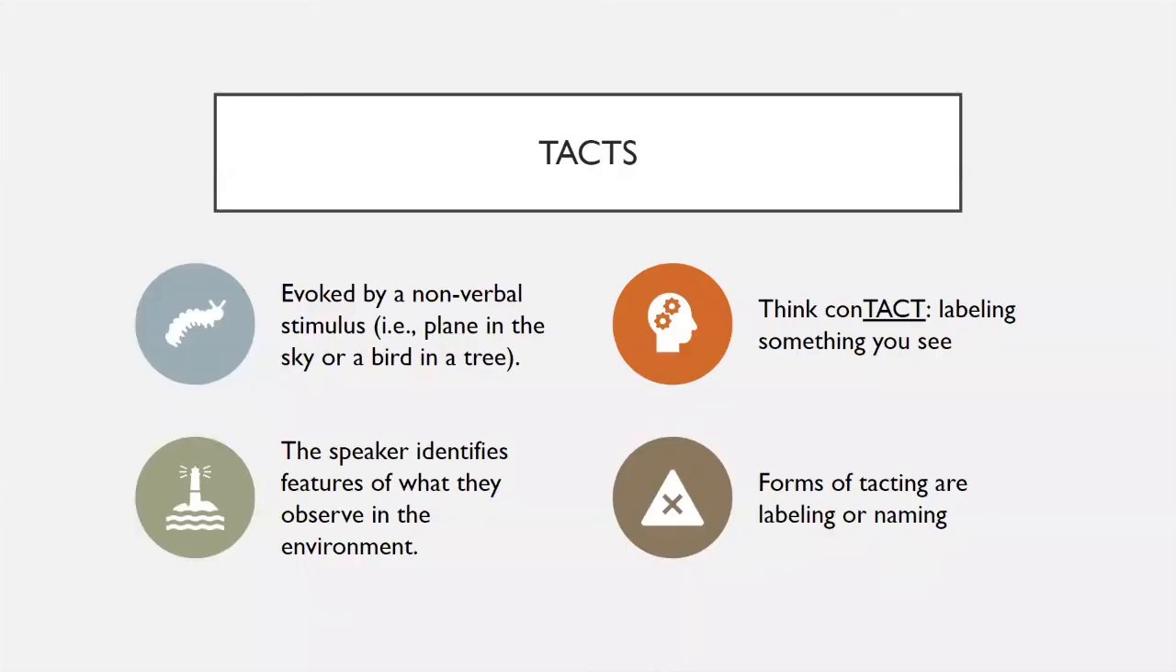Tacts are evoked by nonverbal discriminative stimuli. For instance, seeing a bird in the sky. Think of contact. The person is labeling something they see. The speaker identifies features of what they see in their environment. Tacting is just labeling and naming things in their environment.